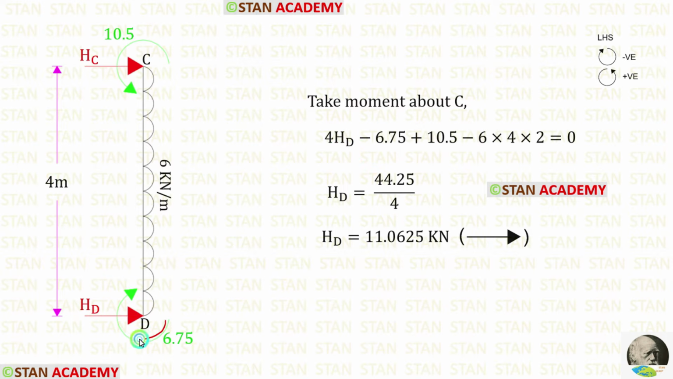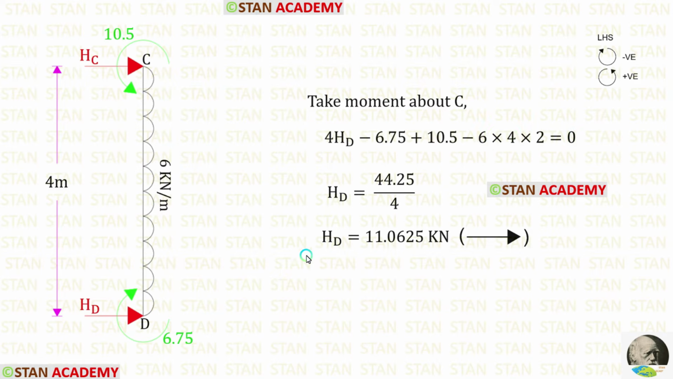This moment is acting in the clockwise direction, so that will be negative, and this moment is acting in the anti-clockwise direction, so that will be positive. The uniformly distributed load 6 is acting in the clockwise direction, so that is also negative. When the UDL comes, we have to multiply with the distance and distance by 2.